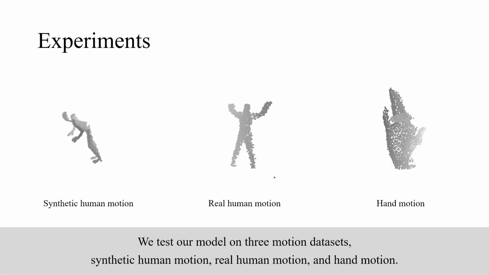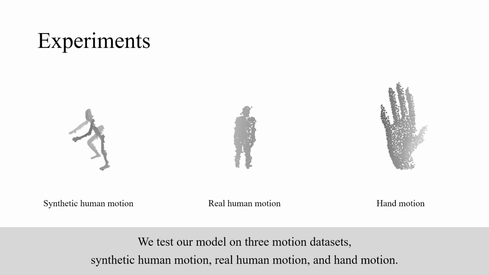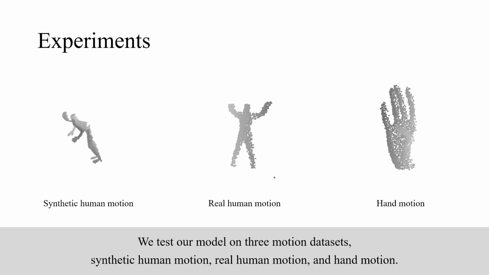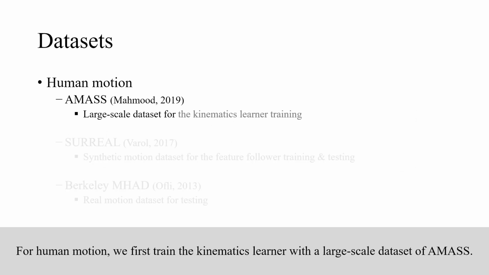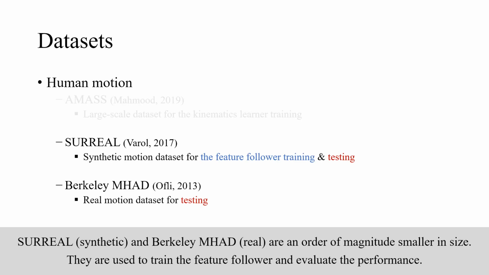We test our model on 3 motion datasets: synthetic human motion, real human motion, and hand motion. For human motion, we first train the kinematics learner with a large-scale dataset of AMASS. Surreal and Berkeley MHAD are an order of magnitude smaller in size. They are used to train the feature follower and evaluate the performance.